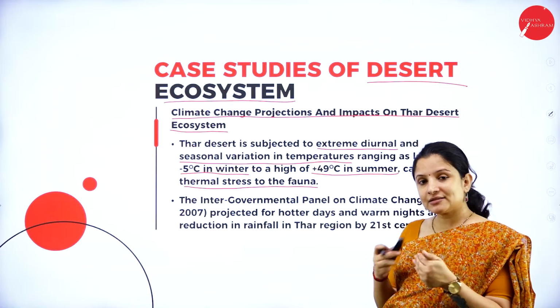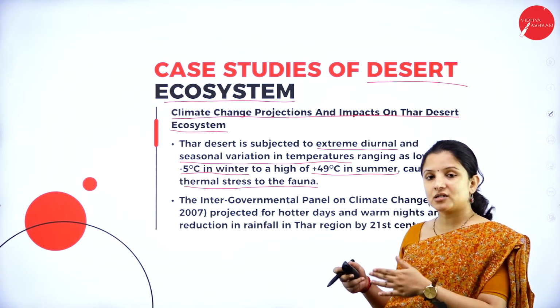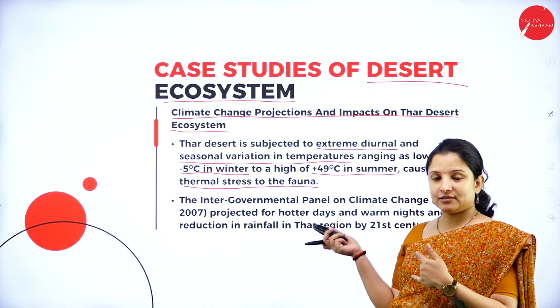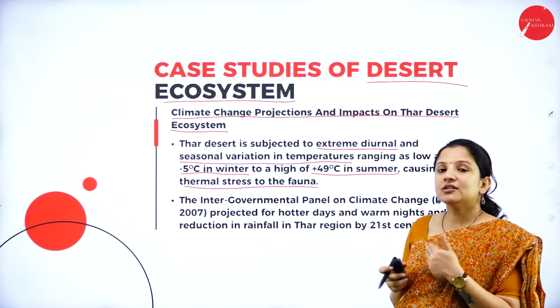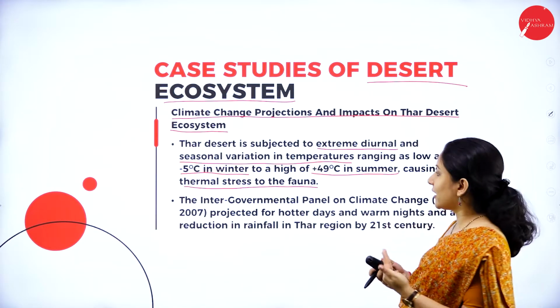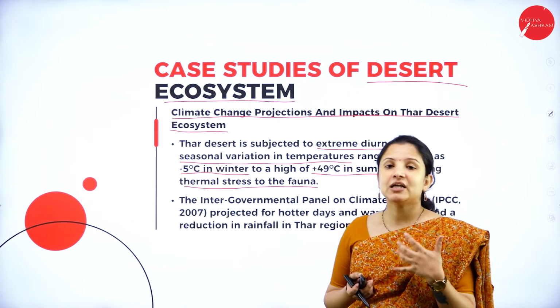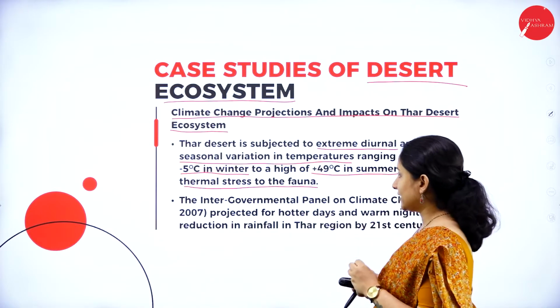So this drastic seasonal variation in temperature, more than 49 degrees Celsius in summer and minus 5 degrees Celsius in winter, and the diurnal fluctuation, can cause a lot of thermal-related stress, that is heat-related stress, to the animals that are living in the Thar desert.